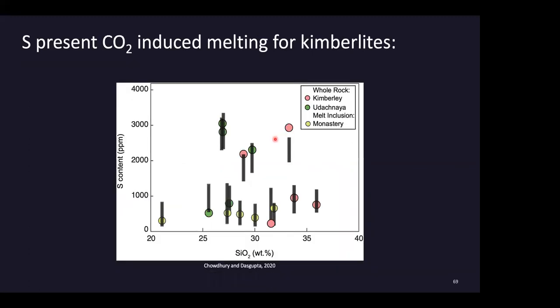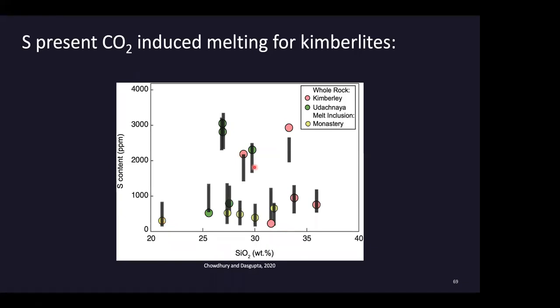In this plot, we are going to look at kimberlites, which are thought to be carbonate-bearing, carbonated silicate melts. In this plot, the sulfur content is shown on the y-axis and silica on the x-axis. The sulfur measurements from natural kimberlites like Kimberley, Udachnaya, and Monastery are shown in green, yellow, and pink circles.